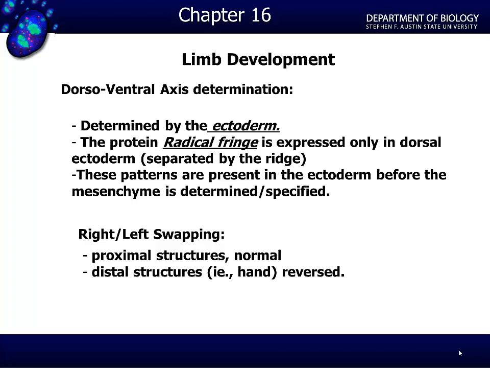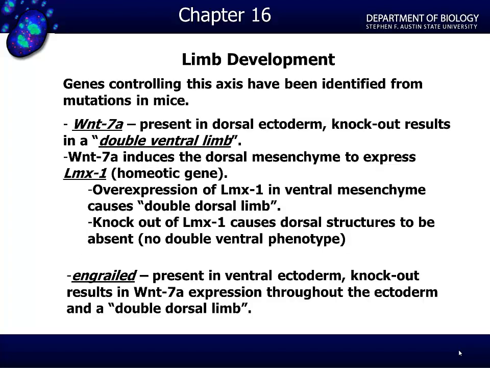So what we see that's important is that the dorsal ectoderm, dorsal meaning anything dorsal of the ectodermal ridge, is going to express a factor that is called radical fringe. Now, a lot of these were identified in Drosophila, so that's why they have these interesting names. So radical fringe is going to dictate dorsal ectoderm, and it's going to have influence on the dorsal mesoderm that immediately underlies it.